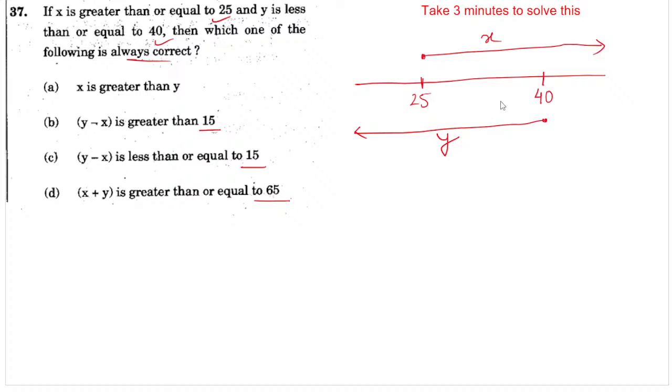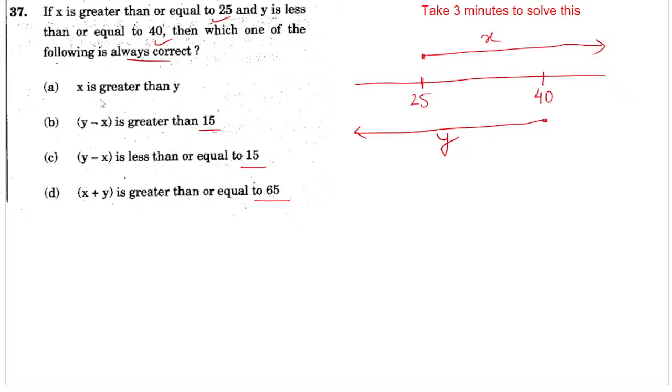This is y. This is the condition that they've given: x is greater than or equal to 25, and y is less than 40. And now we'll see one by one which one may be correct.